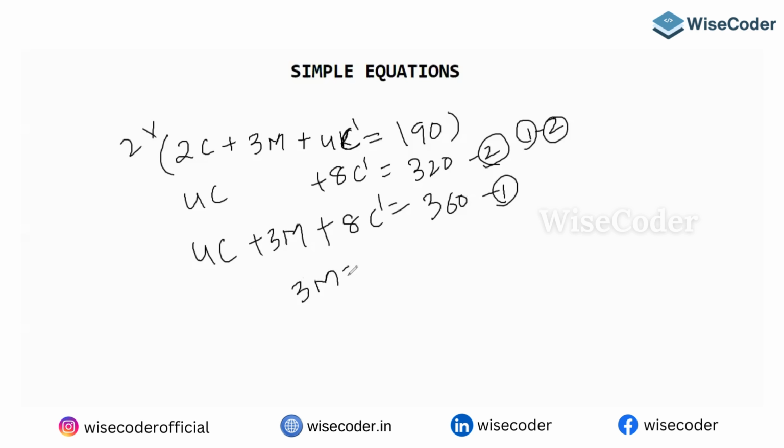So 3m equals 40. I'm sorry, this is what? 380. So 3m equals 60. Then m equals what? 20. So the milkshake cost is 20. That's how we can get our answer.